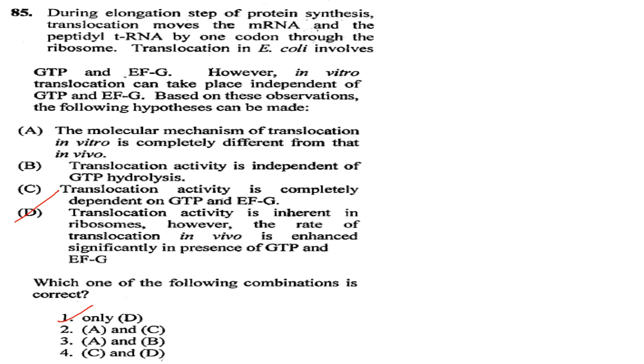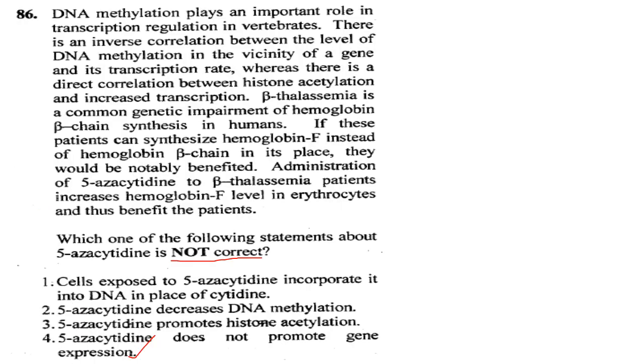Even in the absence of EFG and GTP, translocation is taking place in vitro. Translocation activity is inherent in ribosomes. However, the rate of translocation in vivo is enhanced significantly in the presence of GTP and EFG. That is correct. So, which of the following combinations is correct? Only D is correct. Answer is option 1.